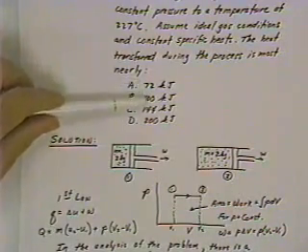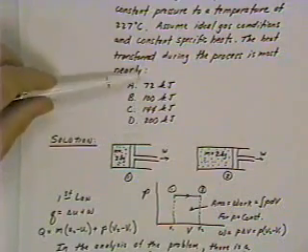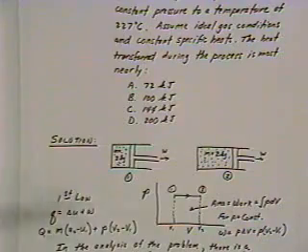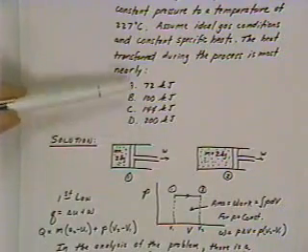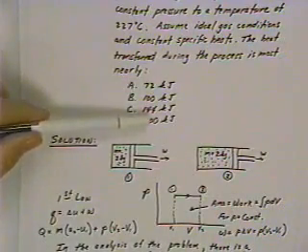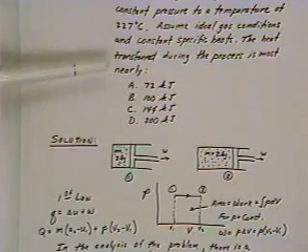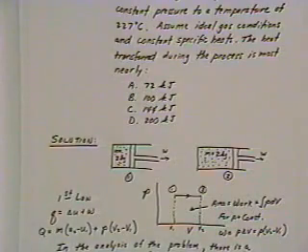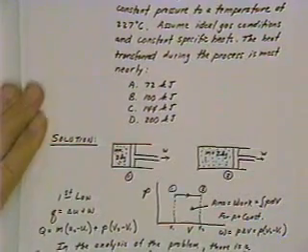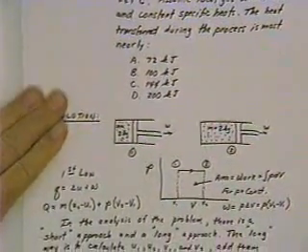So 72, 100, 144, 200 is the way they're listed here in ascending order, or in some cases they may be descending order, so A might be 200, B 144, C 100, and D 72. But they're not randomly mixed up. They're all going in order. Okay, so let's take a look at the solution to this one.